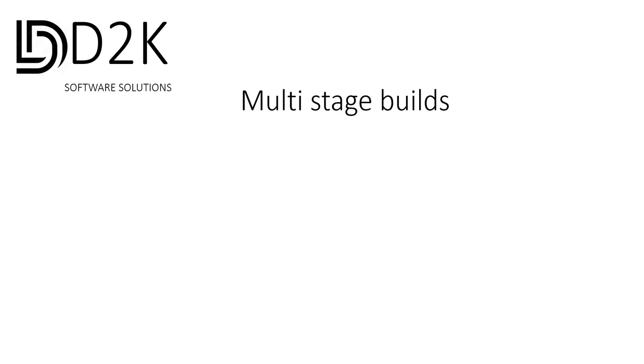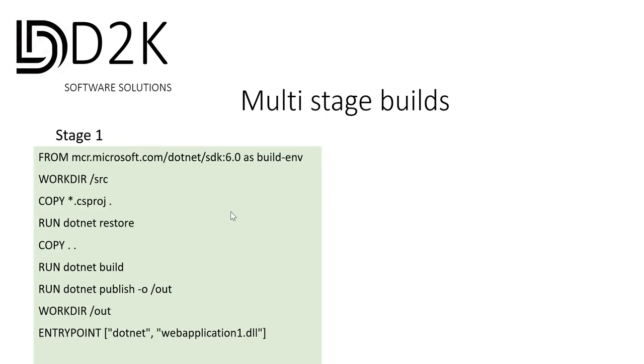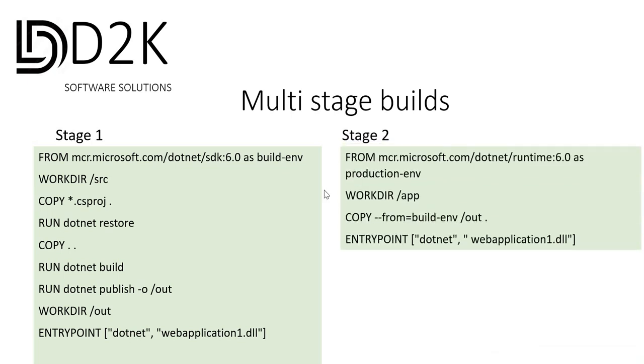In the current session we are going to discuss multi-stage builds. So, what are multi-stage builds? When you use it for development, you use the .NET SDK build image to create the Docker image. And when you go to production, you use the .NET runtime. Based on the .NET runtime Docker image, you will build the Docker image.